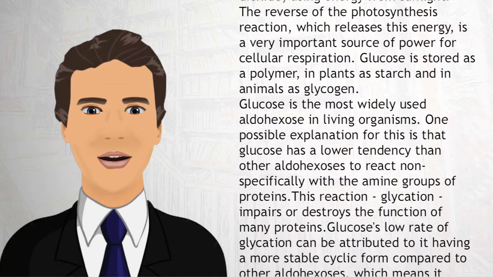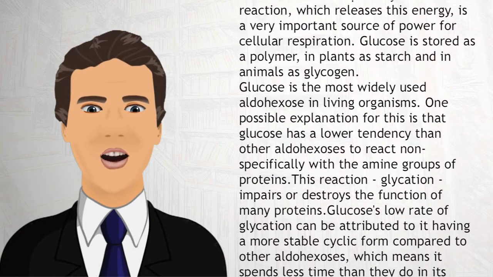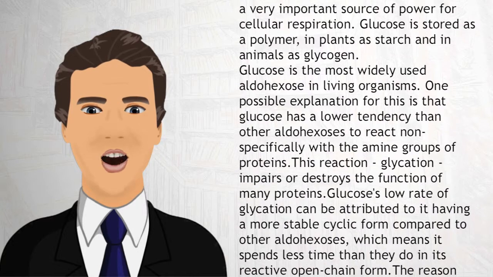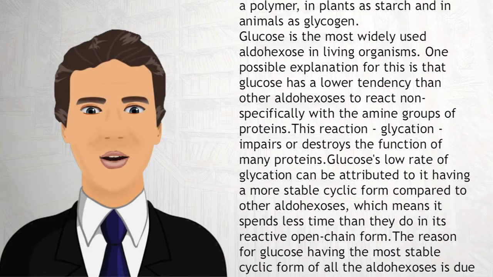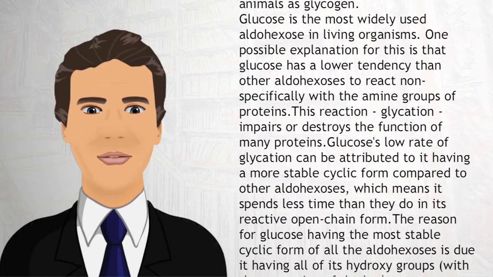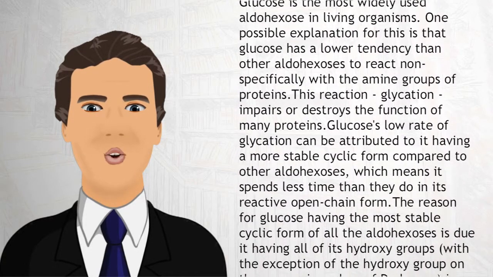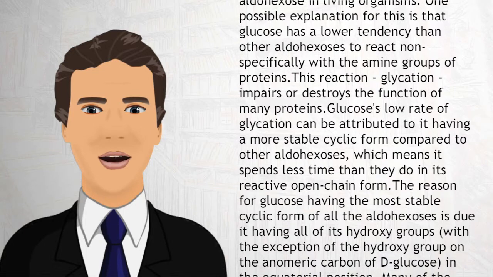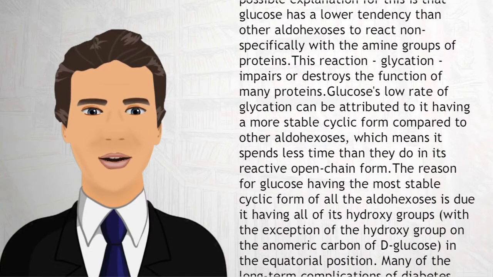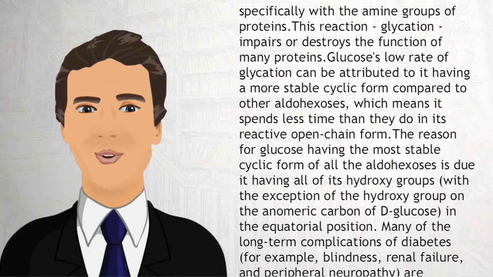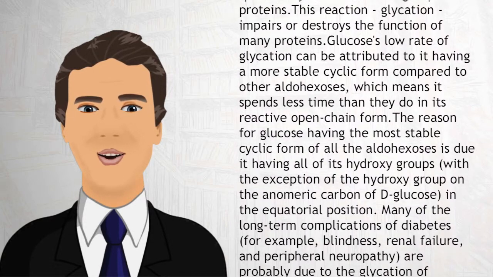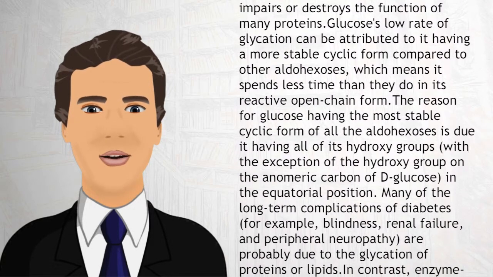One possible explanation for this is that glucose has a lower tendency than other aldehexoses to react non-specifically with the amine groups of proteins. This reaction, glycation, impairs or destroys the function of many proteins. Glucose's low rate of glycation can be attributed to it having a more stable cyclic form compared to other aldehexoses, which means it spends less time than they do in its reactive open chain form.